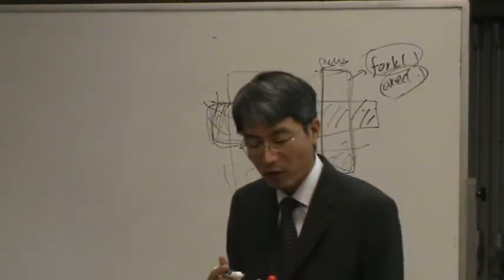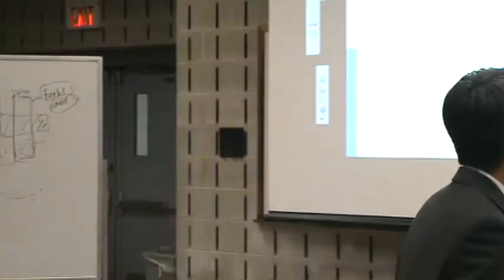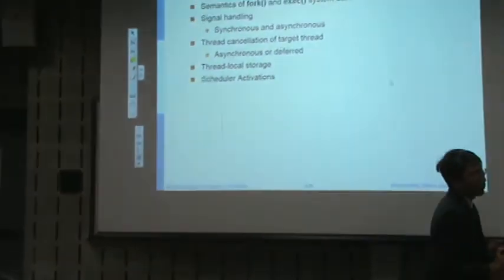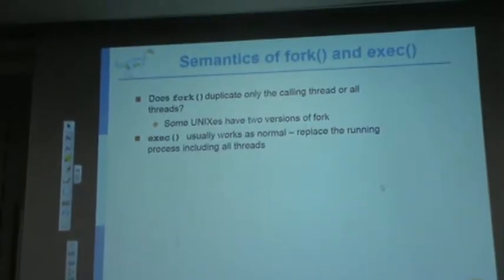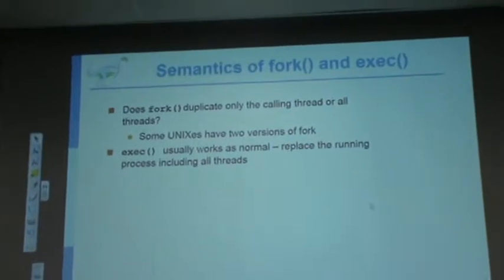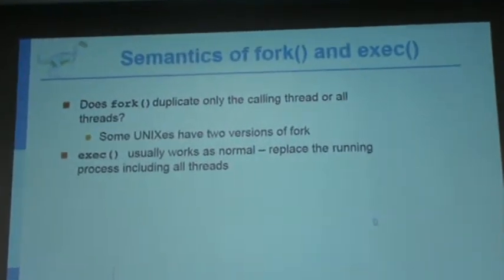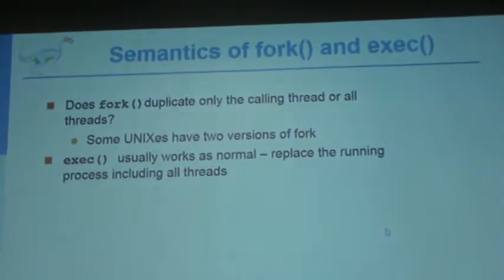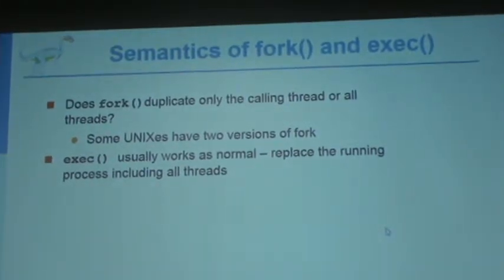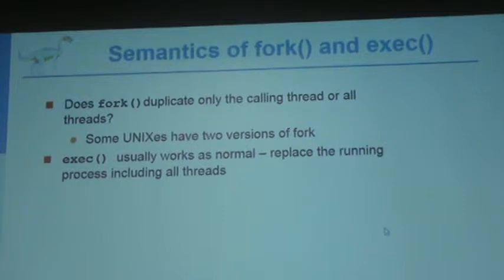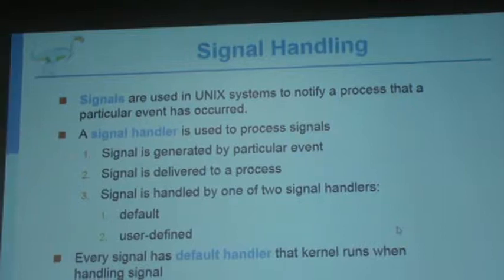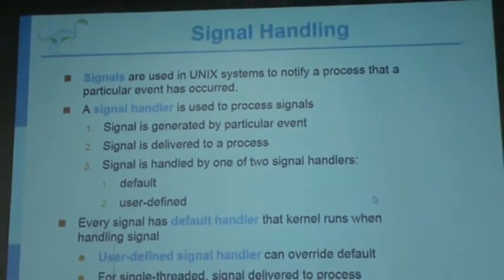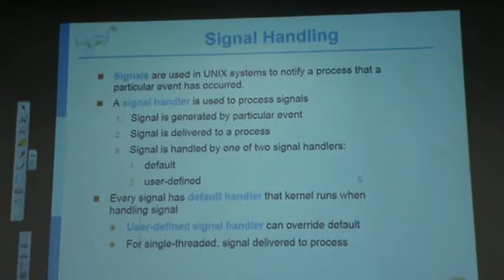So that is the first issue when you design or implement the thread in your operating system. So Unix system, two versions of such a fork. So when you are doing the Unix programming, you can recognize what's the difference between them. The EXEC is not a big problem, so you can use as normal as a user. Next issue in the using thread is a signal handling.